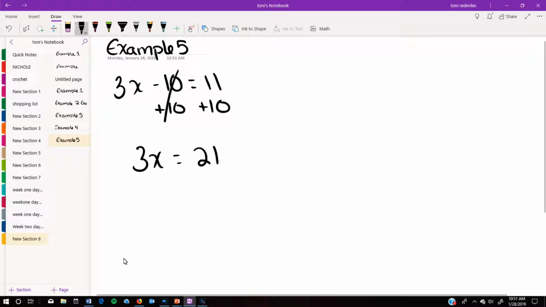Next, I asked myself, what is that 3 doing to the x? It's multiplying, so my opposite operation would be to divide. That gives me my required 1, and 3 goes into 21 7 times.